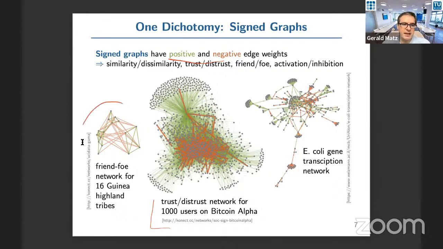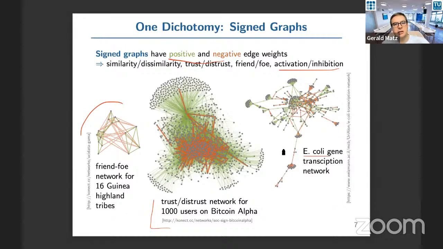Probably the oldest one is this thing here. That's the so-called friend-foe network for highland tribes in Guinea, where some tribes are friends of each other, others fight each other, so they have foe relationships, and this also is captured by positive and negative edges. More recently, here you see a network that's constructed for the E. coli bacterium. So this is a gene transcription network where each of the vertices corresponds to a regulon. That's a group of genes, and those may either activate or inhibit each other in the transcription process. And this activation and inhibition, again, can be captured by positive and negative edges.